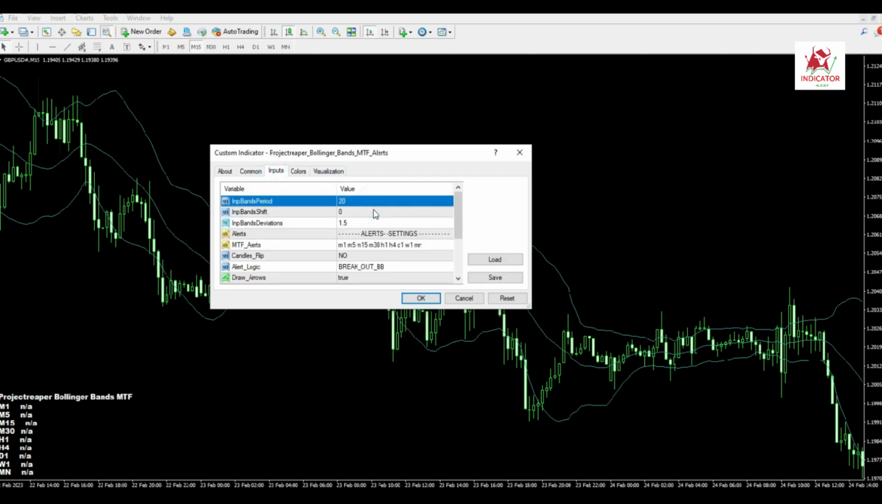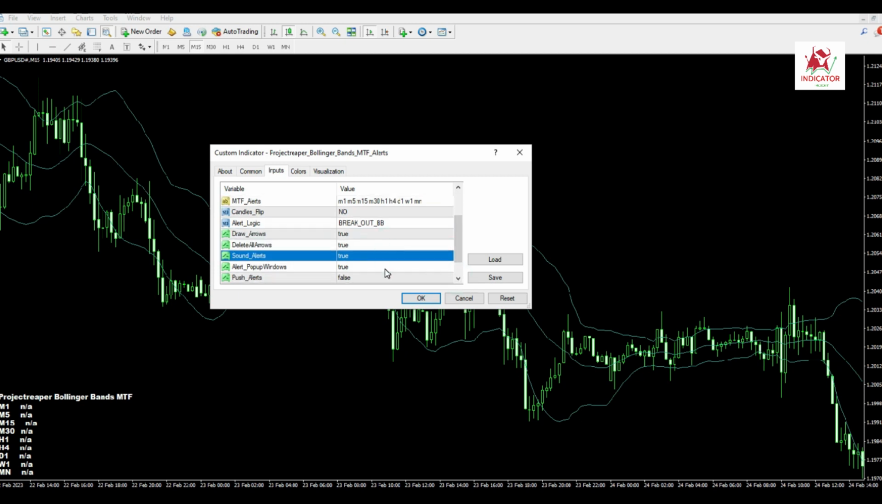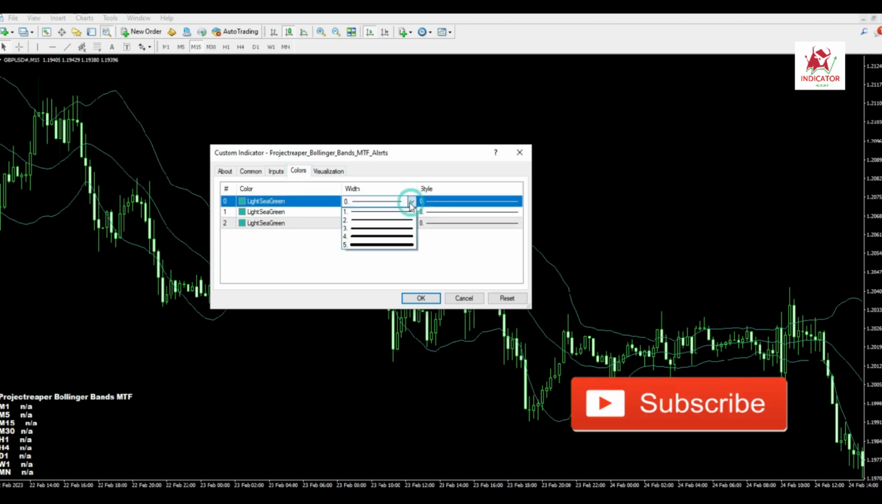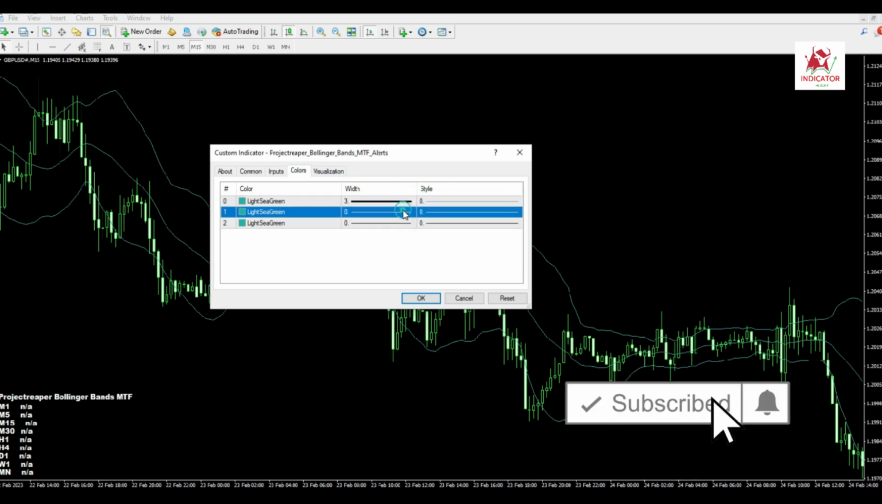Bollinger Bands MTF alerts is an interesting Bollinger Bands MT4 indicator that can be used alone or with other indicators. The main feature of this indicator is to send multi-type, multi-time frame alerts for the Bollinger Bands. The alert types are as follows: outside Bollinger Bands range, breakout Bollinger Bands, fake breakout, break in Bollinger Bands. Indicator settings: Bands periods 20, deviation 1.5.